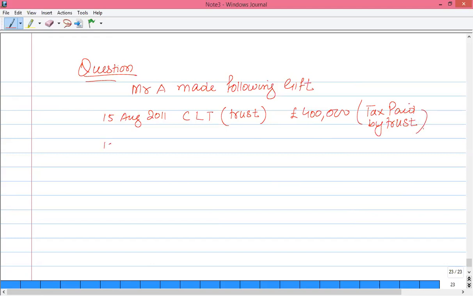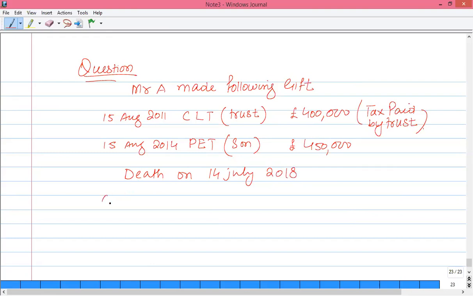Now after that, on 15th August 2014, there is a PET, a gift made to his son, and the value was 4,50,000. That person died on 14th July 2018. Calculate IHT on death.